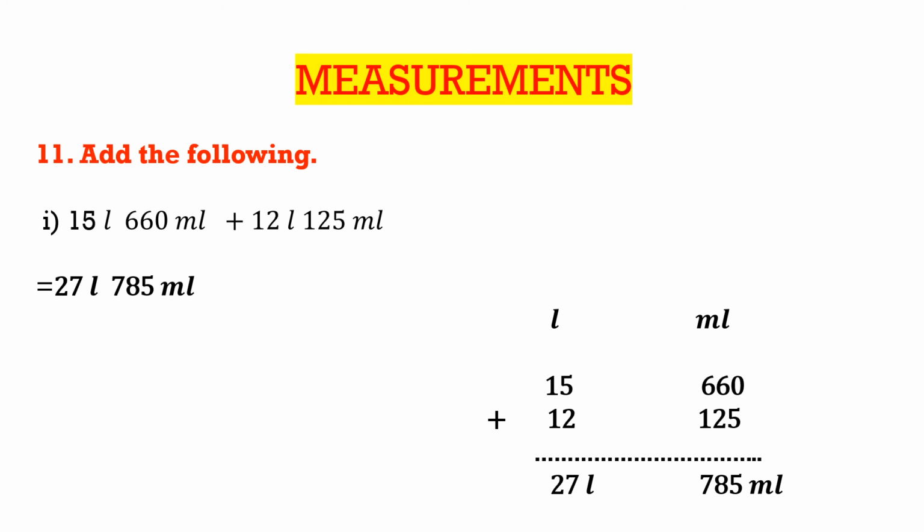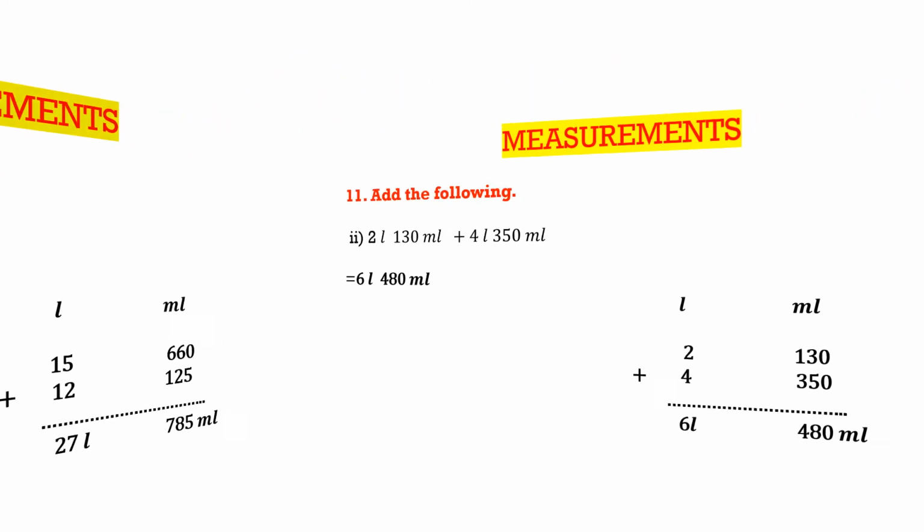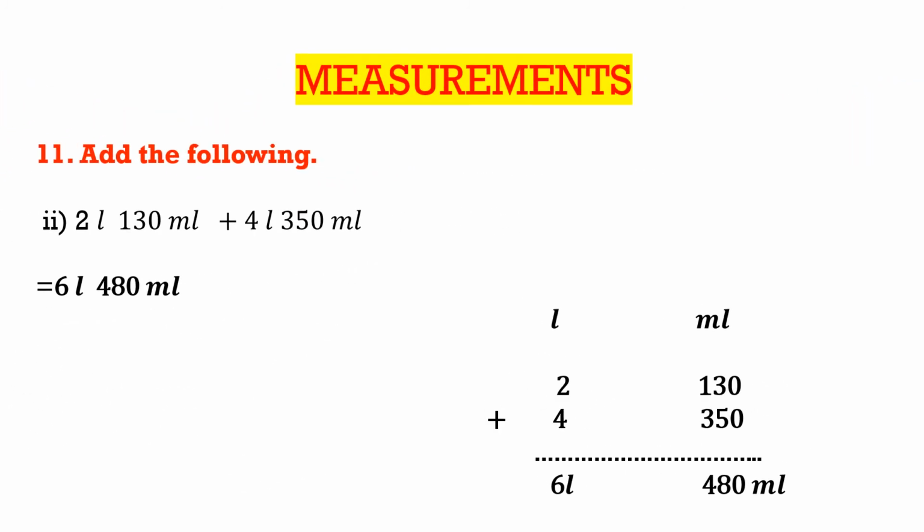Now move to second bit. Now we have to solve the second bit. Add the liters and milliliters. Second bit is 2 liter 130 ml plus 4 liter 350 ml.